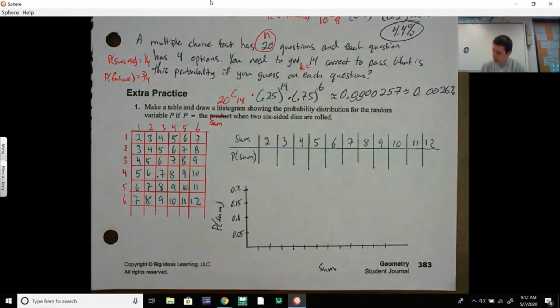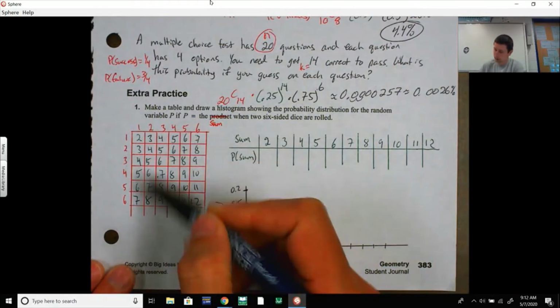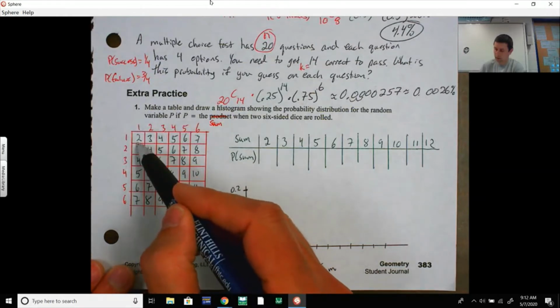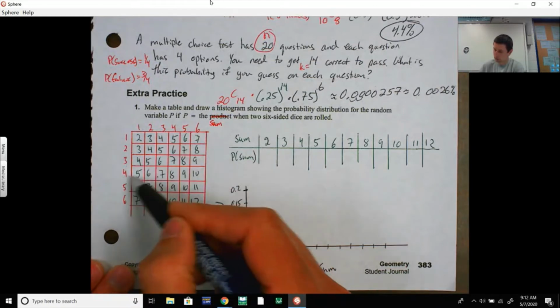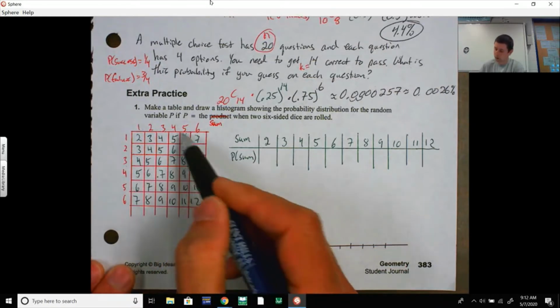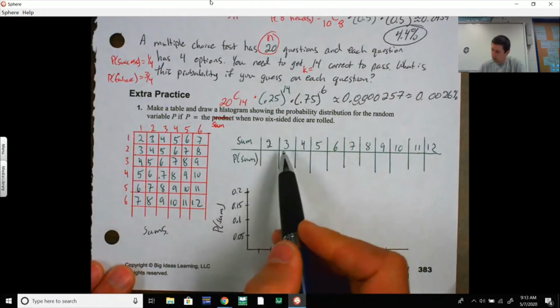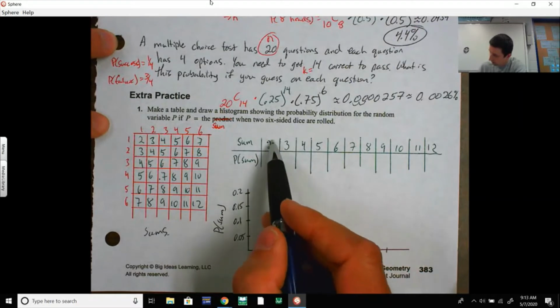So what I have here is a table. This is my sample space. I have 1 through 6 going down here, and 1 through 6 across. This is what we can roll. If I roll a 1 and a 1, 1 plus 1 is 2. 1 plus 2 is 3, 1 plus 3 is 4. 4 plus 3 is 7. So these are the sums. Here is the probability of each sum. For a 2, I have 36 options.